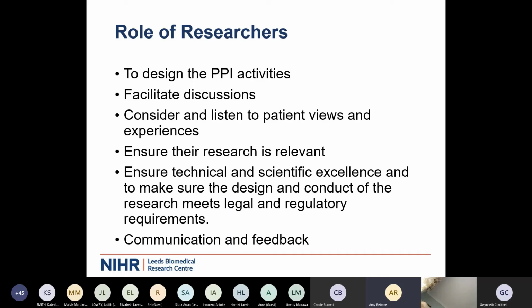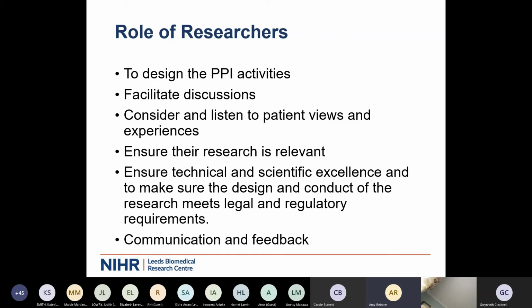Ensuring technical and scientific excellence, and making sure the design and conduct of the research meets legal and regulatory requirements. So thinking about all those processes that you have to go through with the Health Research Authority and research ethics committees. And finally, thinking about communication and feedback. Coming back to the research cycle that Gwyn just mentioned, make sure that people are engaged throughout the research cycle, and particularly after you've carried out a PPI activity before you apply for funding.